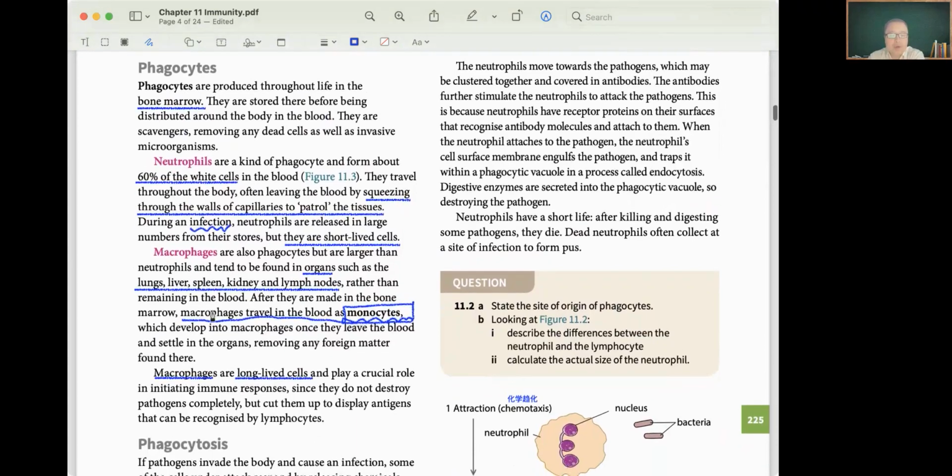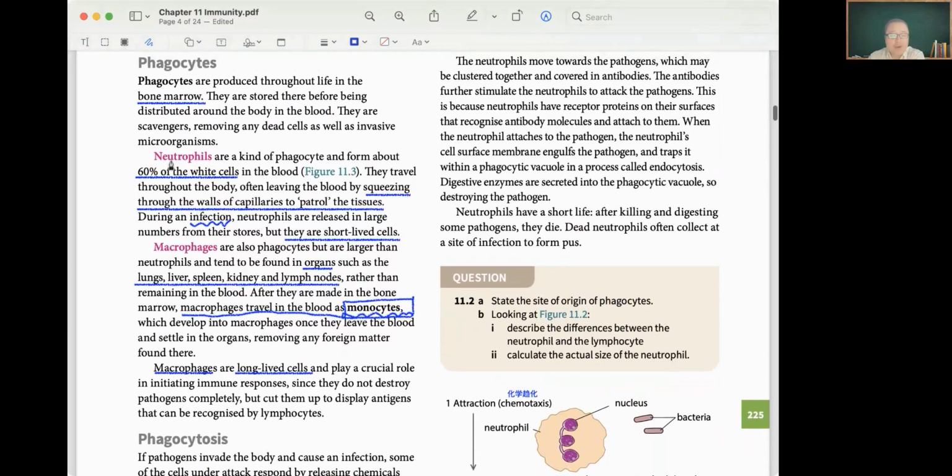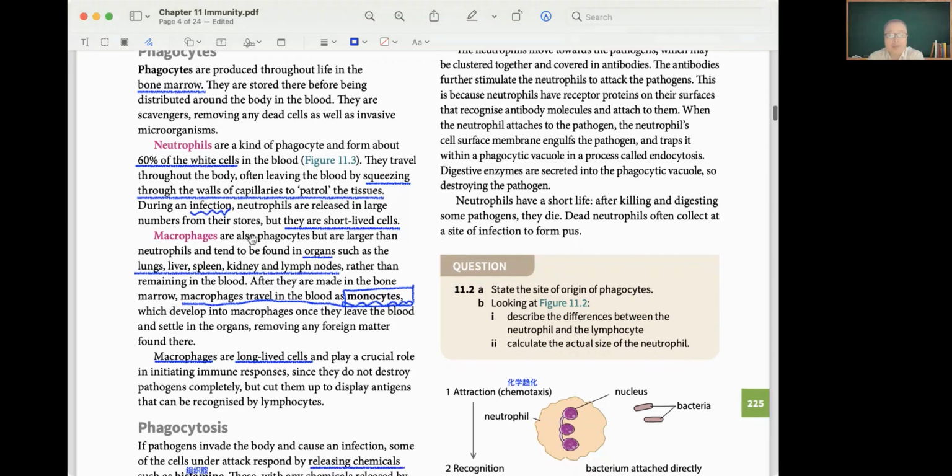Okay, let's talk further about the neutrophil. About 60% of the white blood cells are neutrophils, 中性粒细胞. Neutrophils are the largest part of the white blood cells, around 60%. They will squeeze through the walls of the capillaries of the patrolled tissue, and during infection, the neutrophils will get into the area to fight against the bacteria. But they are short-lived cells.